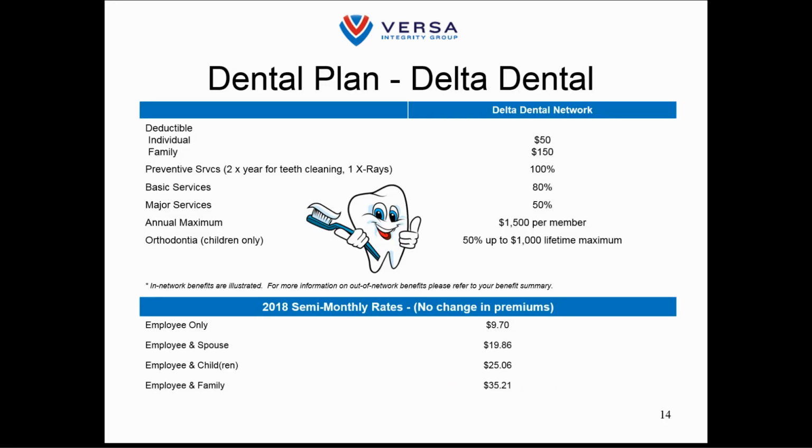Now let's move on to the dental plan, which continues to be offered by Delta Dental for 2018. The plan pays for preventive services at 100% and includes each covered member's teeth cleanings twice a year, as well as one set of x-rays per year. Basic services are covered at 80% and major services at 50% until you hit the annual maximum of $1,500. Orthodontia for children is also covered under the plan and includes a separate $1,000 lifetime maximum benefit per child. As we mentioned earlier, there is no change to the dental premiums for 2018.